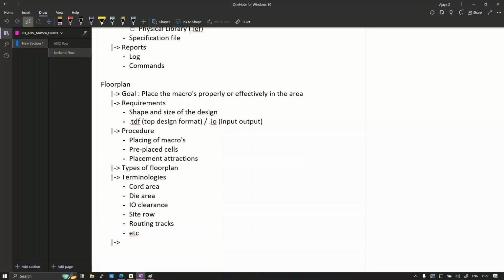Okay, so now once this particular floor plan is done, you will be again performing some more sanity checks. That is, after each and every stage, it is a compulsory task to verify that the stage you have performed is proper or not. So that means sanity checks are compulsory.